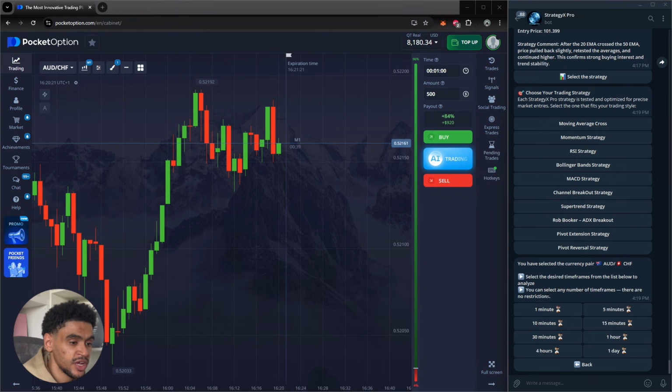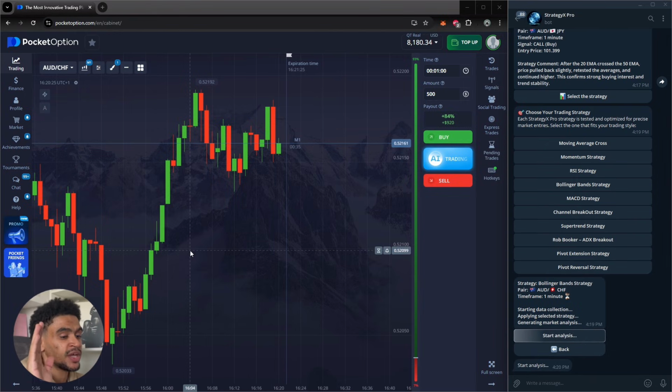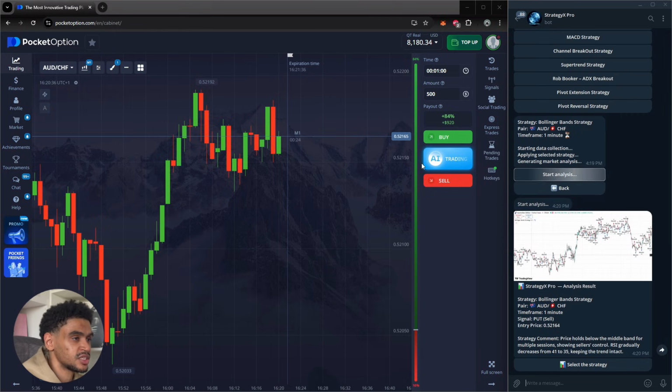And let's go ahead. Australian dollar, Swiss franc, same process. 1 minute, press start analysis. Now we wait. You can see how simple the process is. Anybody can do this, regardless of whether you have $10, $50, $30. This is possible and this is doable.